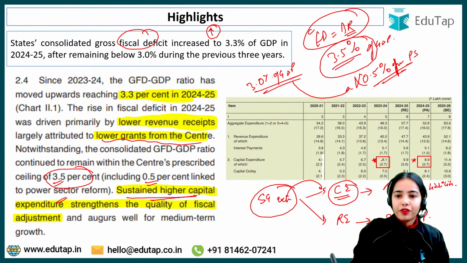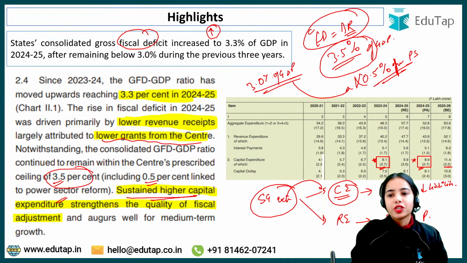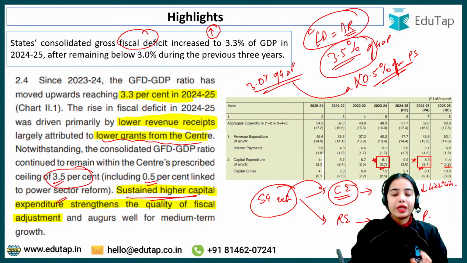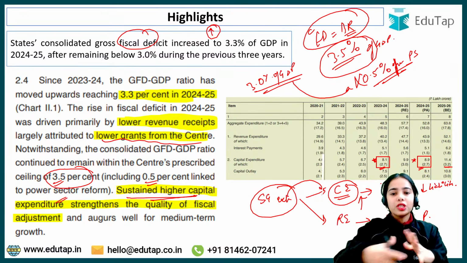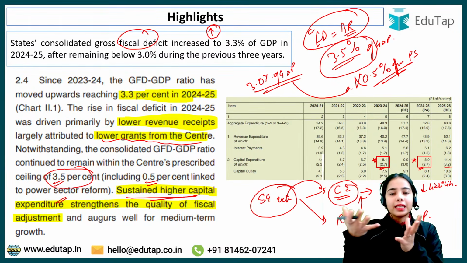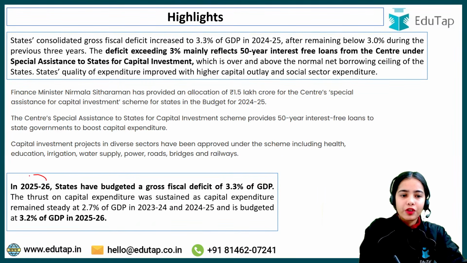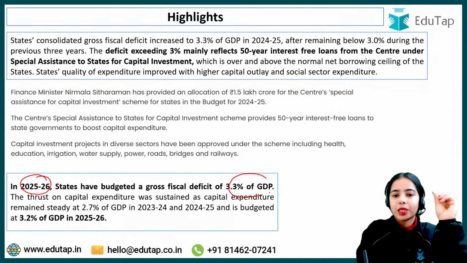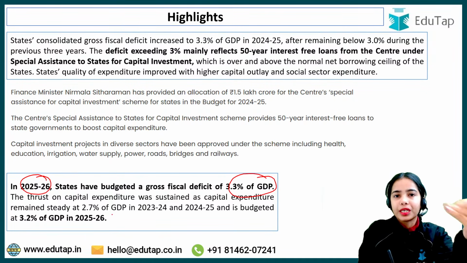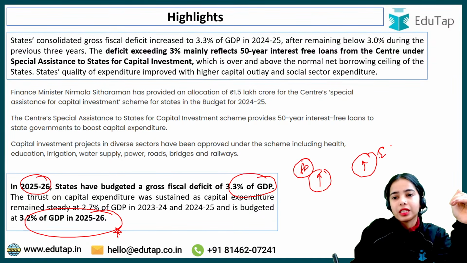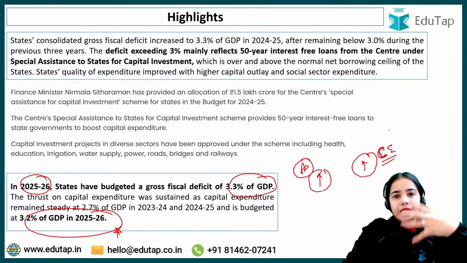So from 2.7% of GDP, capital expenditure will increase to 3.2% of GDP. The state governments are going to further increase their capital expenditure so that assets can be formed and liabilities can be reduced. Remember the data: 2025-26 gross fiscal deficit of 3.3% of GDP and capital expenditure increasing to 3.2% of GDP. So the government is going to have a higher fiscal deficit as well as higher capital expenditure. That is good for the country, that is good for the states.